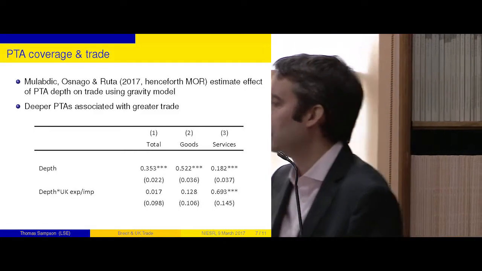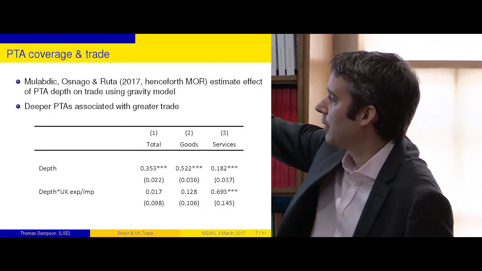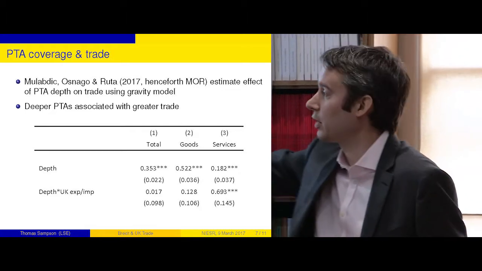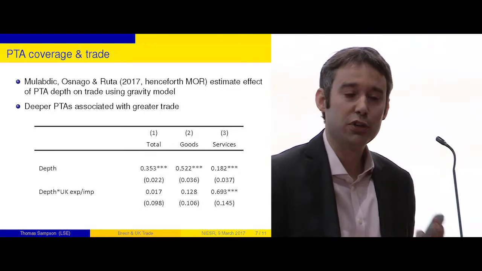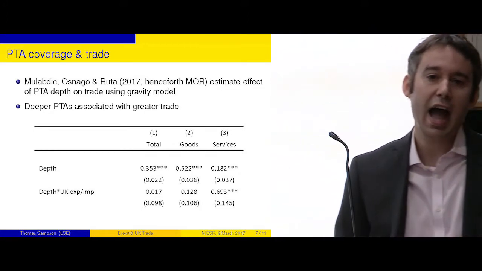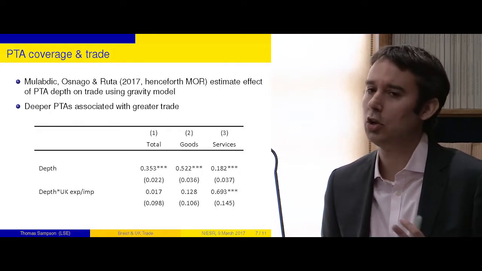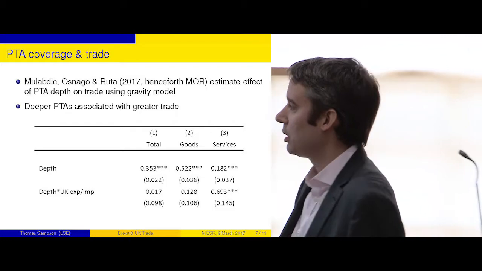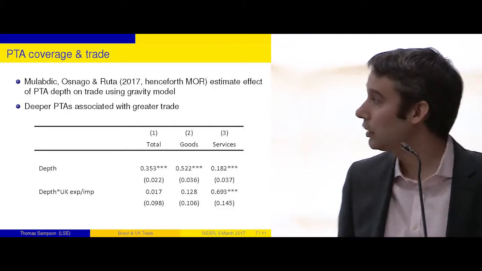So the estimates weren't specific to the UK. What's nice here is they're looking at not just the average effects, but also the UK-specific effects. And what this is telling us is that for goods trade, there isn't a UK-specific effect. But for services trade, depth seems to matter significantly more for the UK than it does for the average other country in the sample. Perhaps this is not too surprising given how important services trade is for the UK, but it's showing that depth is really important to the UK in services.